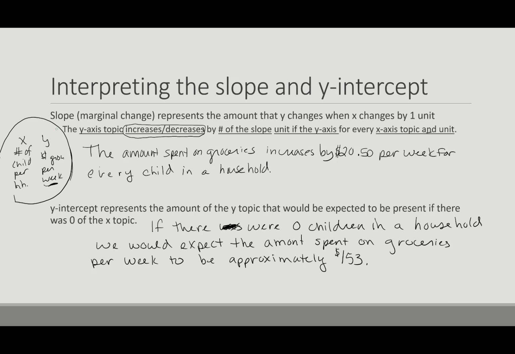And again, just like with the slope, this is not the only way that you could write that phrase, but that would be what that 153 is giving us an indication of. If there were no children, we would expect the amount spent on groceries to be about $150 per week.